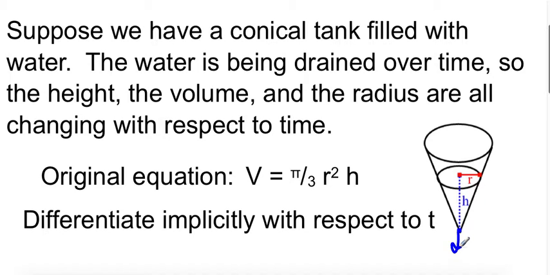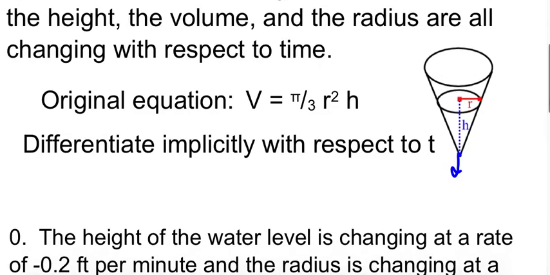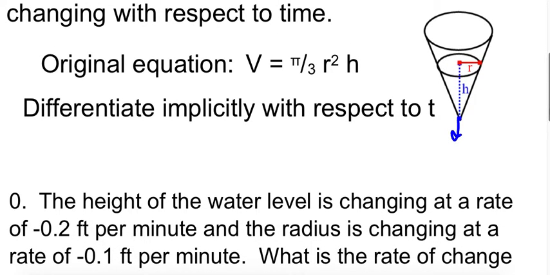Our original equation that we're going to deal with is just the volume of a cone. This is pi over 3 r squared h. What we want to do is find how things are changing. Remember, rates of change are derivatives. So we are going to differentiate implicitly, but with respect to t. Normally we've been doing it in terms of x, but in this case we want it in terms of t. So V equals pi over 3 r squared h.